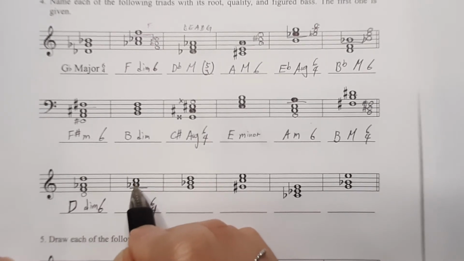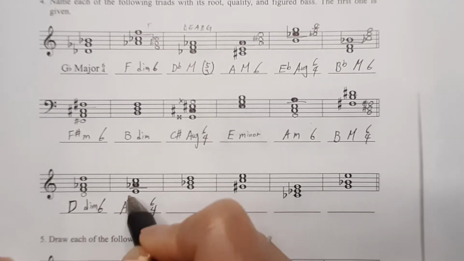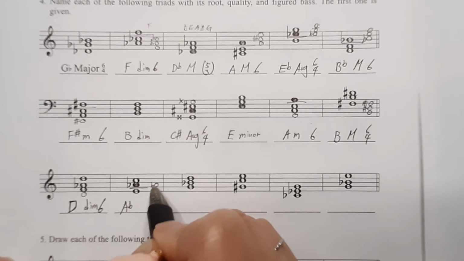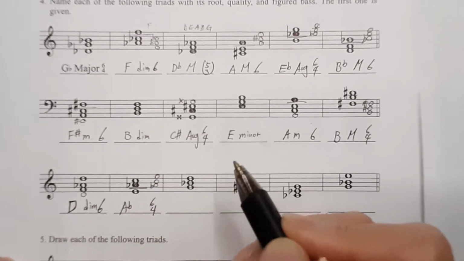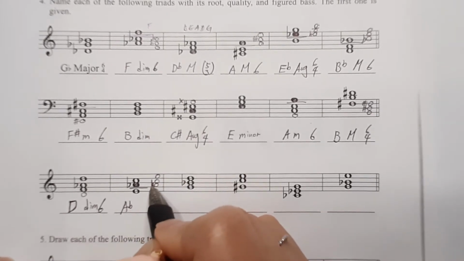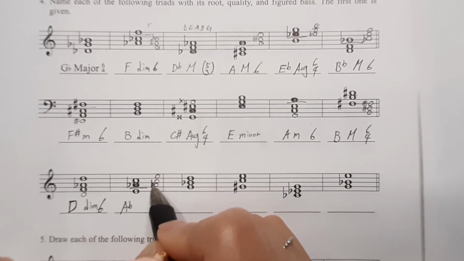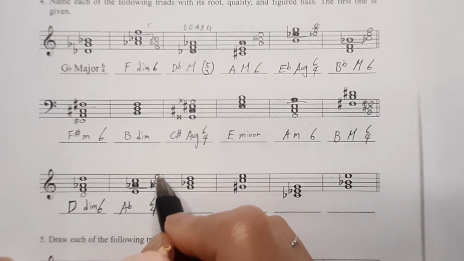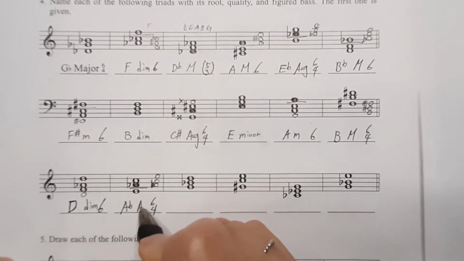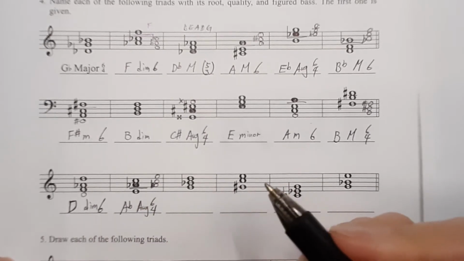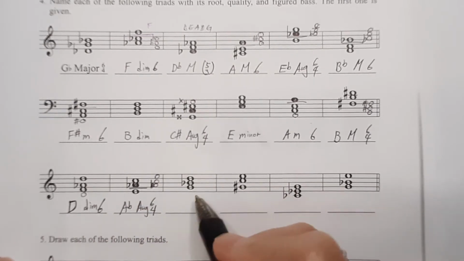Where is the root? A flat. When you put that in the simplest form, it's going to be A flat, C, and E. In the key of A flat, we have E flat, right? Okay, but there's no E flat. A, C, E flat, but there's no E flat. It's raised, right? Then it's augmented. A flat augmented 6/4.